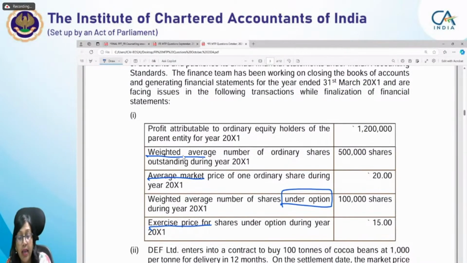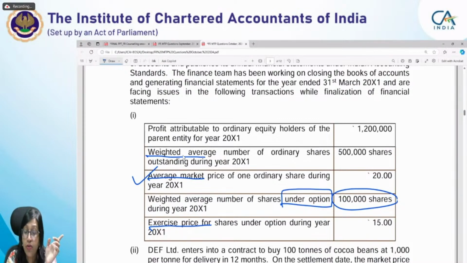In general, the exercise price of the option is less than the average market value, because options are given. It is always an option, and to make it lucrative, we always give it at a lesser value. However, when we are calculating earning per share in such a situation, it is diluted earning per share. We have to see by how many shares the dilution has taken place. Any shares issued to employees or shareholders should always be at the average market price. However, this 1 lakh shares has not been issued at the average market price. It has been issued at the exercise price, which is much less than the average value.